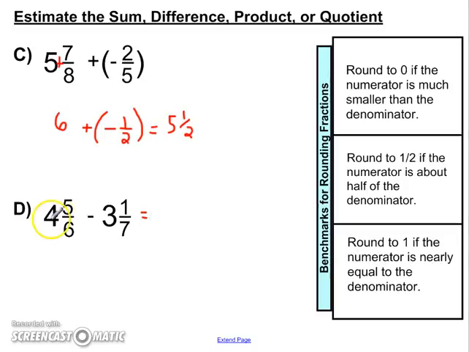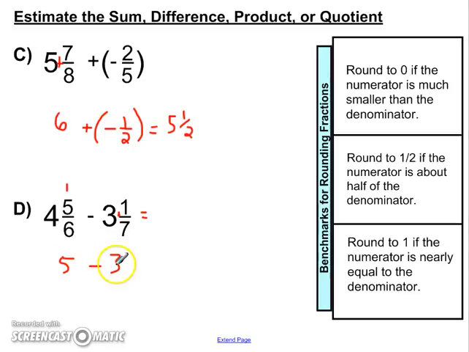So our answer is approximately 5 1/2. All right. 4 and 5/6. Again, 5/6 is basically 1. So this is 4 plus 1. So we'll call that 5. 1/7. 1 out of 7 is not much of it. That will give me my 0 here. So this would be 3 plus 0. Well, 3 plus 0 is 3.